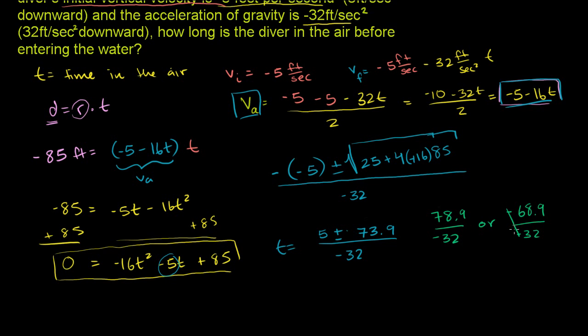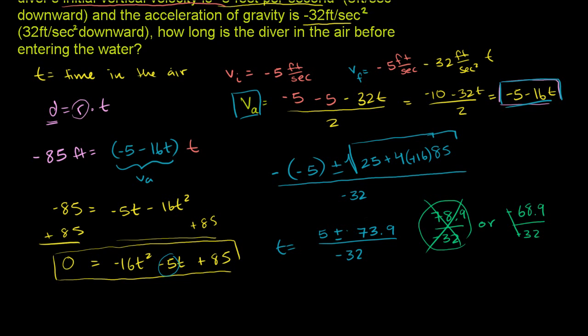So which of these can we use? Can we use both of these times? Well, this right here is going to be a negative number, and we don't want a negative time. It's definitely a positive amount of time that he's in the air. It's not negative time, or we're going back in time, who knows? So we can't even use that. So the time in the air is going to be this. It's going to be 68.9 divided by 32.